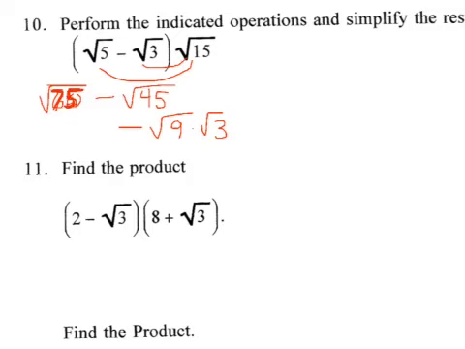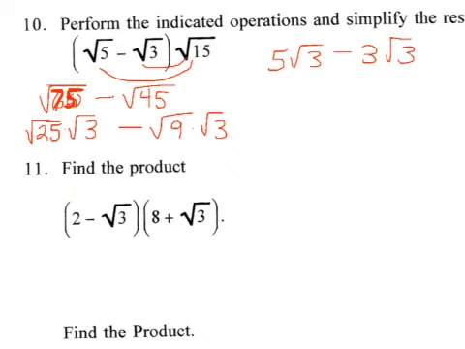So we want to simplify the square root of 75. So can we think of two numbers that when we multiply them together, we get a 75? If you came up with 25 times the square root of 3, you are right. So now let's simplify. The square root of 25 is 5, and the square root of 9 is 3. So we have 5 root 3 minus 3 root 3. And they have the same last name, so our final answer is 2 root 3.